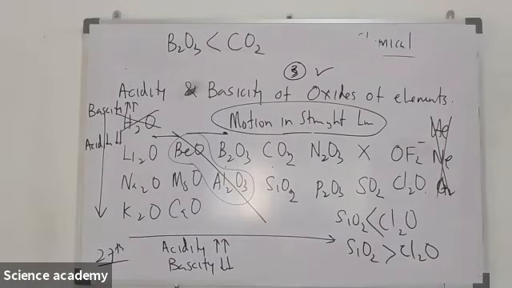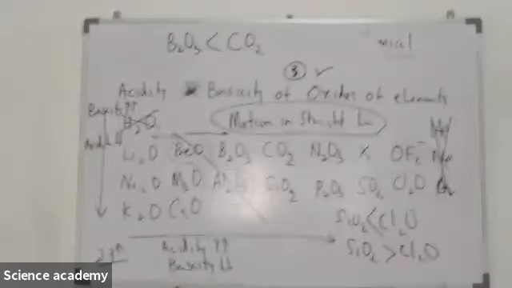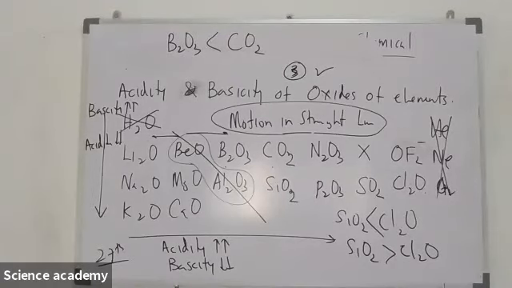No, we don't have this comparison. B and Al are amphoteric elements. That means they can act as a base as well as an acid. Two natures, double nature, dual nature.